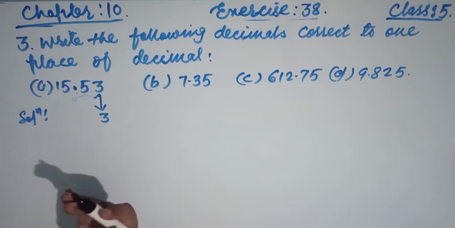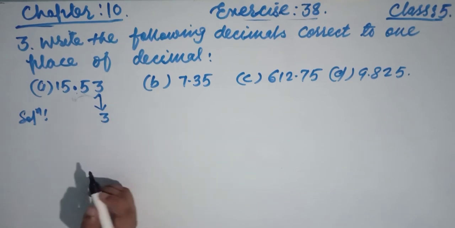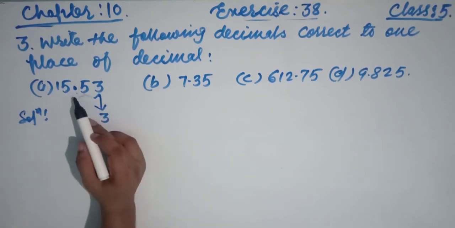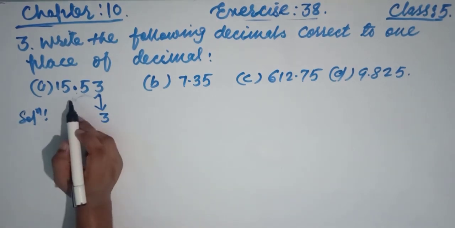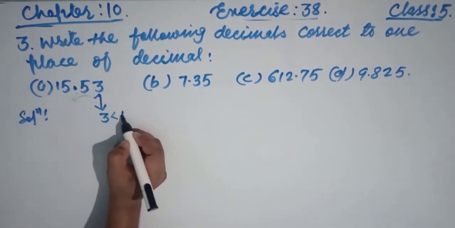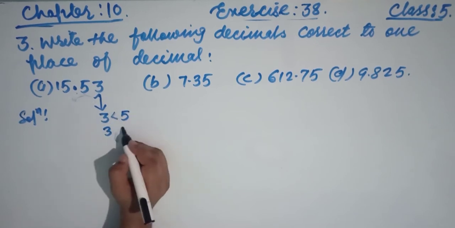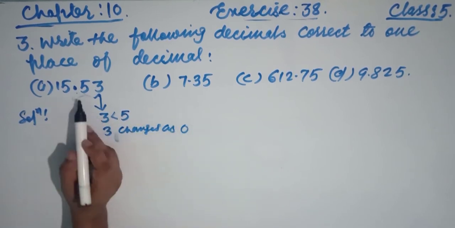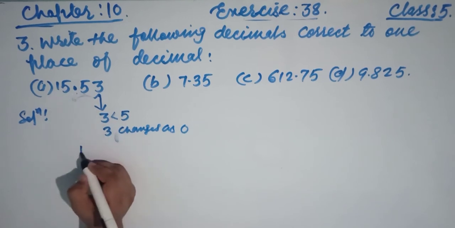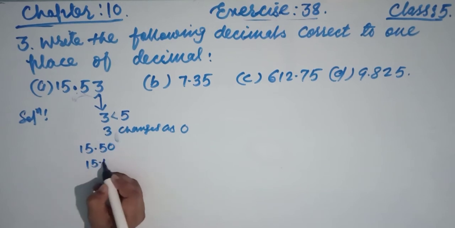If the second digit from the point is equal to 5 or greater than 5, then we have to increase the digit before it by 1. Now see friends, here this is 3, which is less than 5. So this 3 is changed to 0 and we keep all the digits as they are. So this is 15.5 and this becomes 0. So we can say 15.5. So this is the answer.